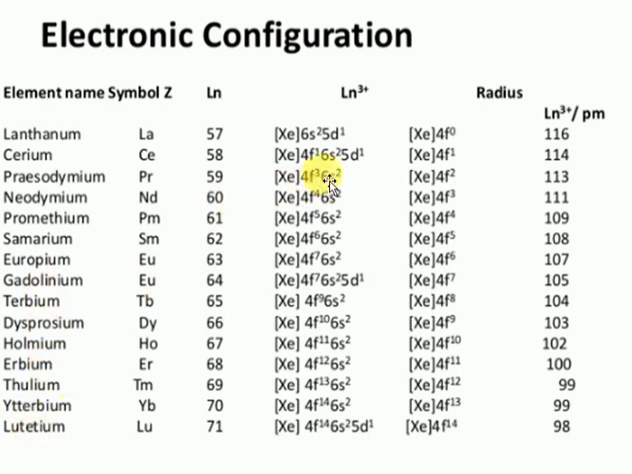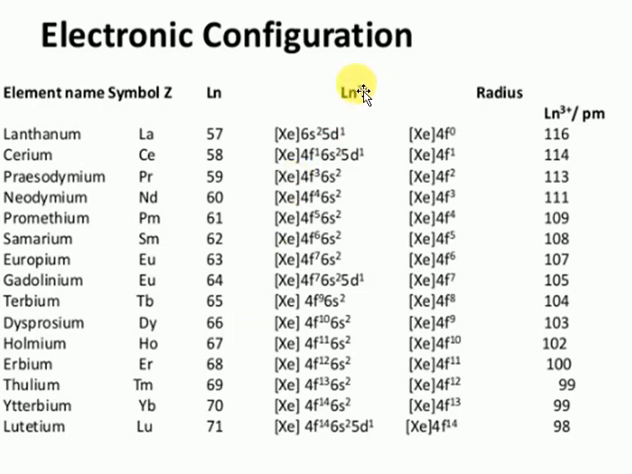We can see very clearly that the outermost orbitals contain 3 electrons, as you can see, 6s2 5d1 only. So generally, lanthanides have the common oxidation state of plus 3 only. Remember, plus 3 only.